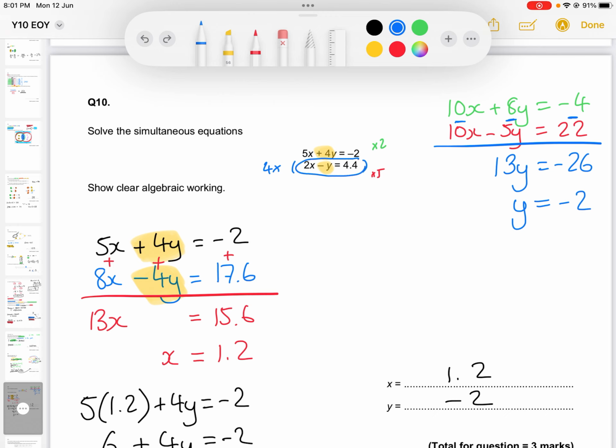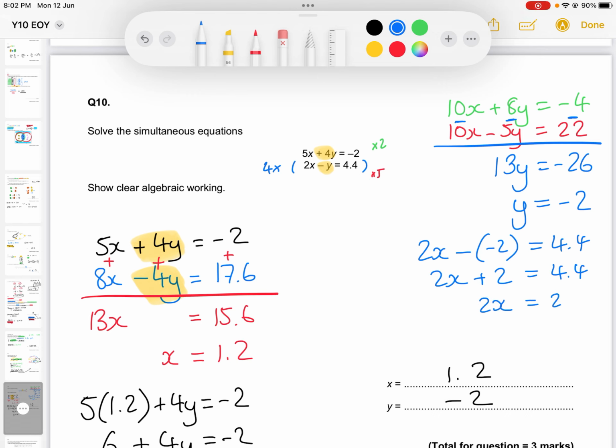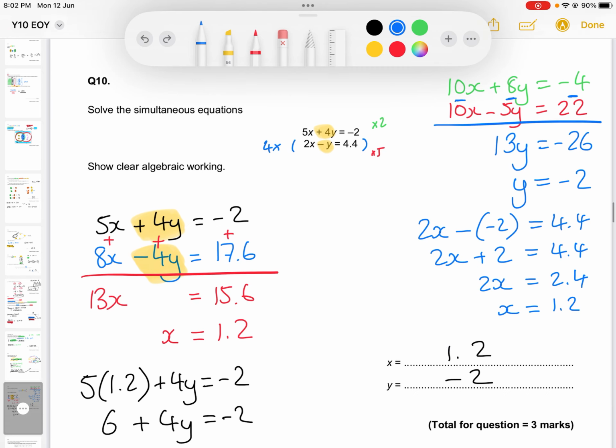I'm going to pick this one just because of the fact that because it's x we're looking for, it's smaller. It doesn't really matter which one you plug it into. 2x subtract this negative 2 is going to be 4.4, which is going to give us 2x plus 2 is 4.4. Take away 2 from both sides. 2x is 2.4, and then half both sides, and x will be 1.2. Either way, same answers. Done.